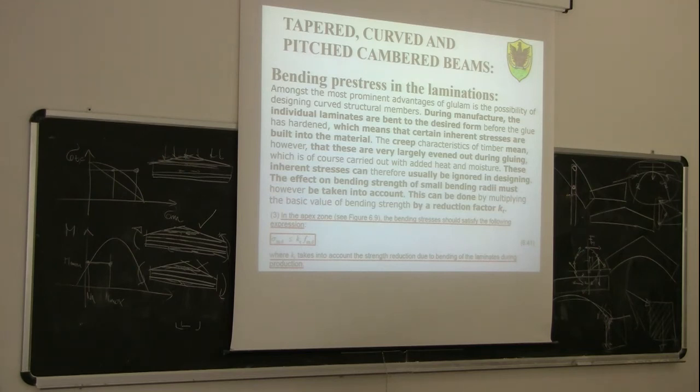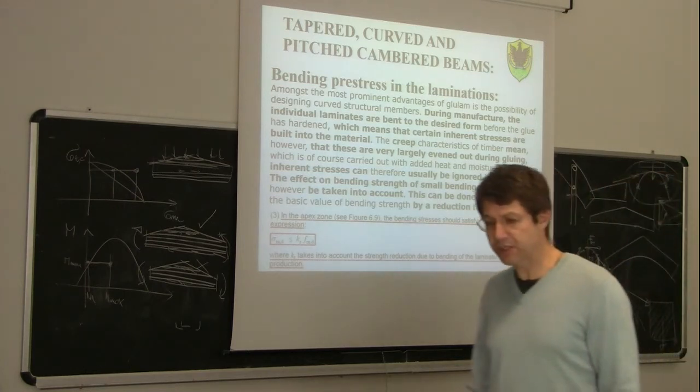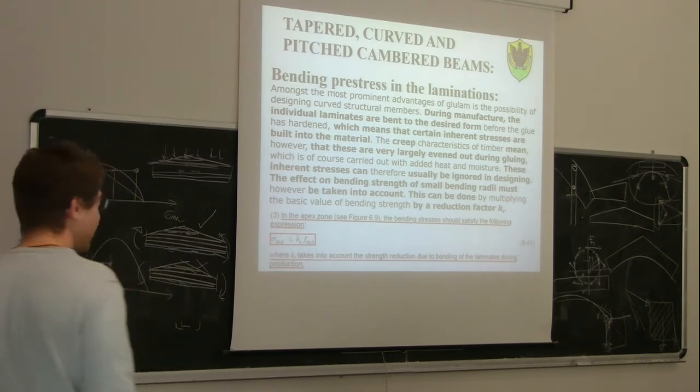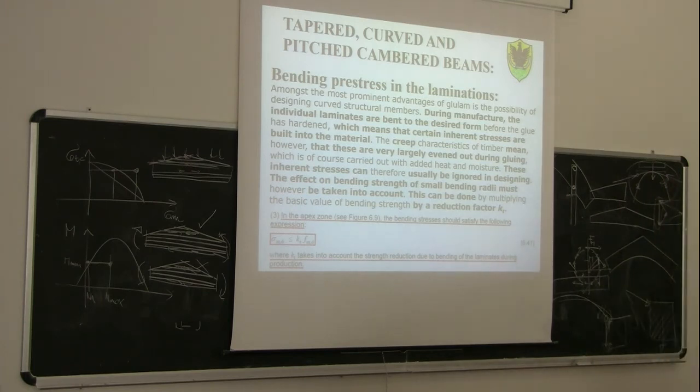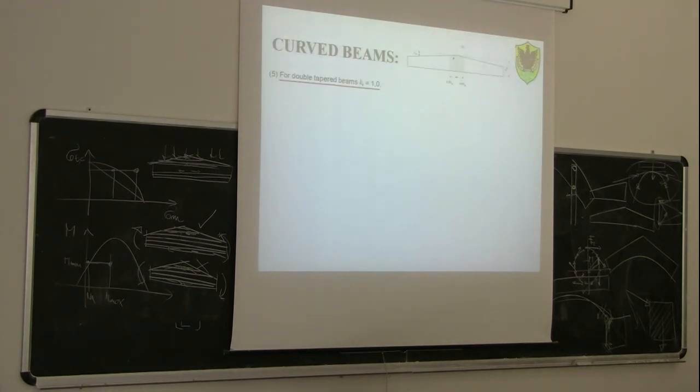In other words, we reduce the design strength to take into account the production process, which induces some additional eigenstresses in the structure due to the bending process of the planks themselves. We take this into account by multiplying the design bending strength by Kr, the strength reduction coefficient. Kr assumes different values depending on the case. For example, for a double tapered beam, Kr is equal to 1, so it is not important.